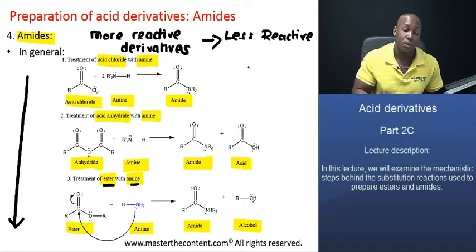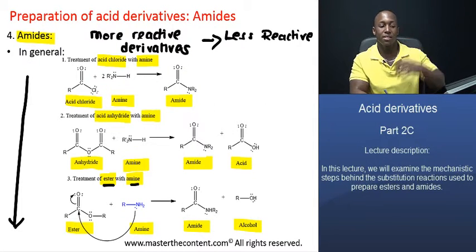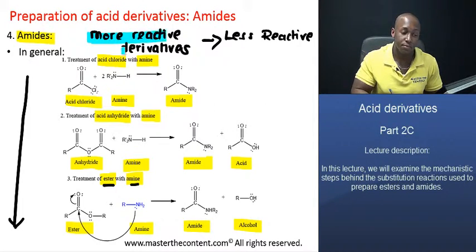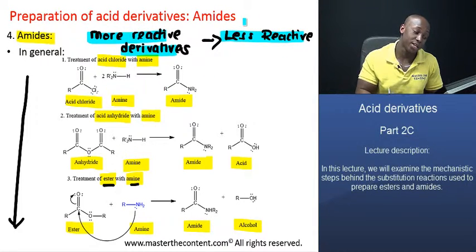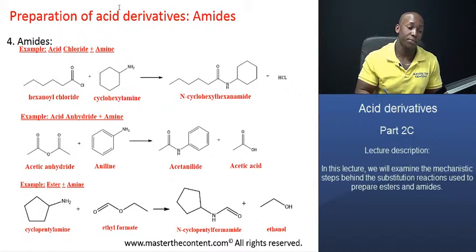So going down the group from our acyl chloride to our anhydride to our ester and an amine, a more reactive derivative can be used to prepare a less reactive one. Okay, so that's a trend that I hope you've observed, and I'm going to show you a few examples as far as amide synthesis is concerned.